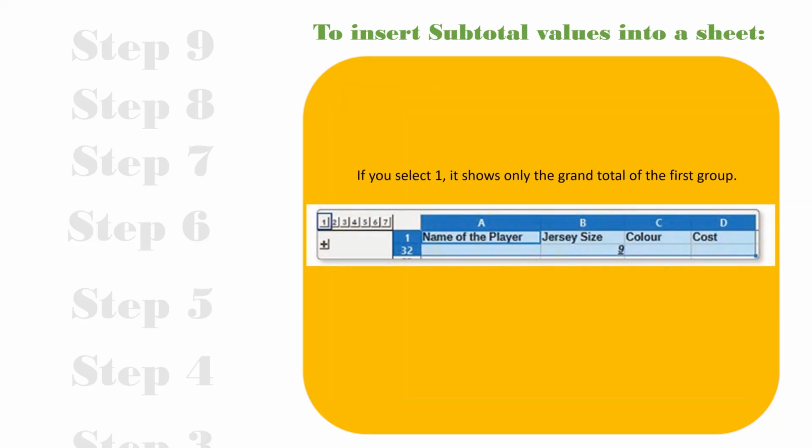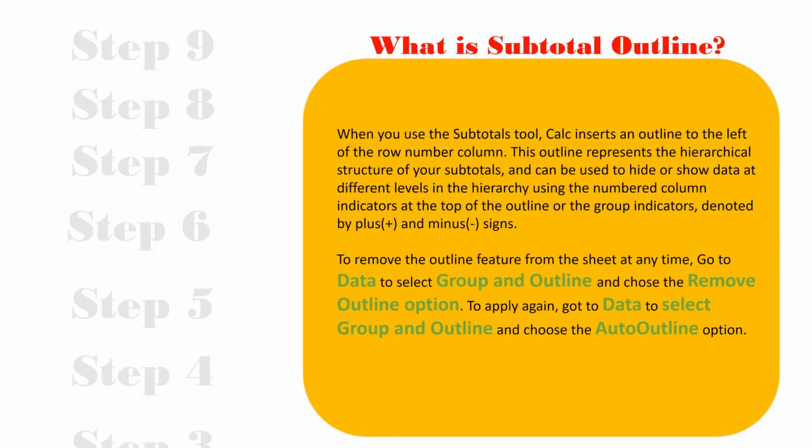When you use the Subtotals tool, Calc inserts an outline to the left of the row number column. This outline represents the hierarchical structure of your subtotals and can be used to hide or show data at different levels in the hierarchy using the numbered column indicators at the top of the outline or the group indicators, denoted by plus and minus signs. To remove the outline feature from the sheet at any time, go to Data, select Group and Outline, and choose the Remove Outline option. To apply again, go to Data, select Group and Outline, and choose the Auto Outline option.